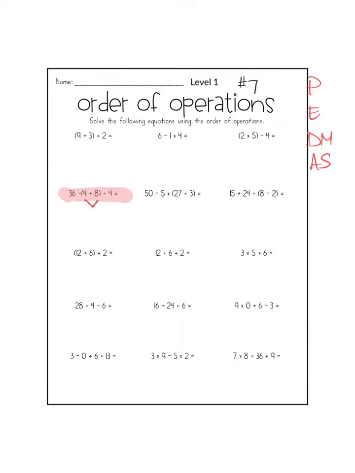So I'm going to go 4 plus 8 is 12. And you don't have to rewrite the parentheses because you've already taken care of them, but you should rewrite the rest of your question. Now we need to look at this as if it's a new question.